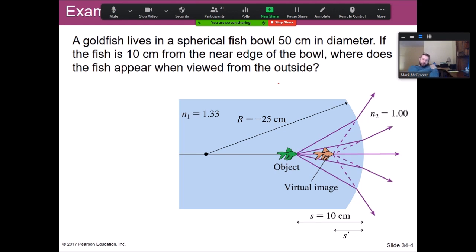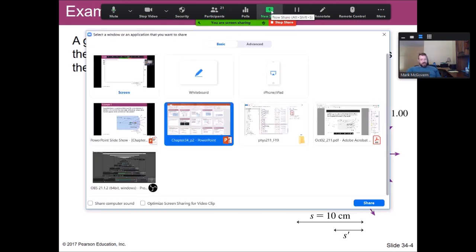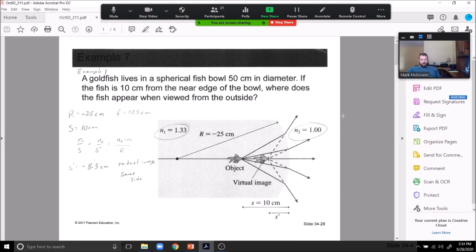So now, we've got to be very clear about our conventions here. So let's go through this very carefully. Let me go to my example here. Okay. So in this example, we're going from a higher index of refraction to a lower one. So N1 is paired up with S, because we're considering where our object is located, and N2 is where we sort of expect the image to be, but as you can see in the demonstration here, we should end up with a negative value for S prime. And that means it's a virtual image on the same side.